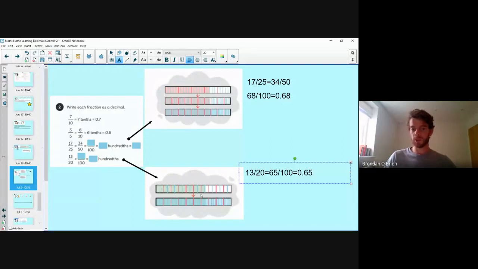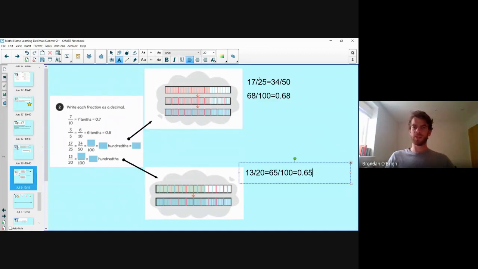They've represented it here on the bar model. They had parts of 20, 13 parts of 20 shaded in. They've broken that down 5 times into parts of 100, and that's shaded in as 65/100ths.